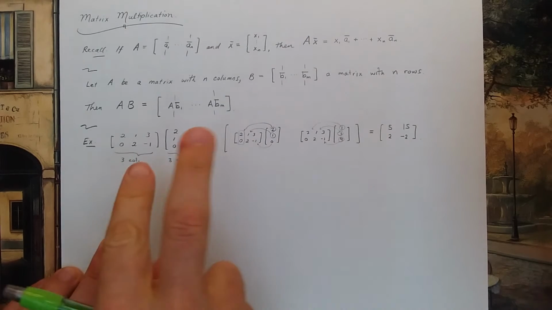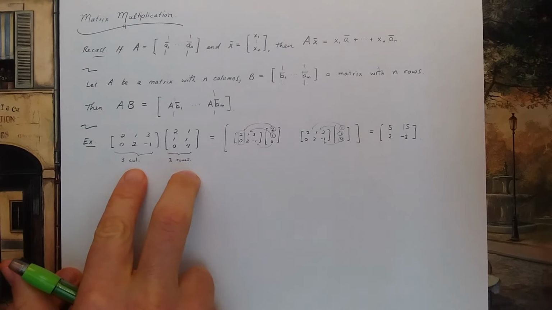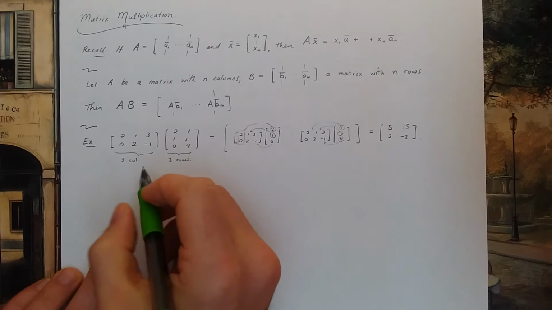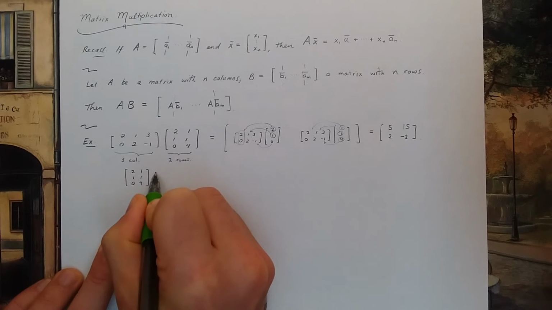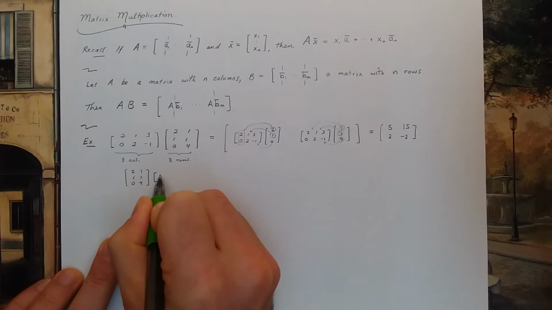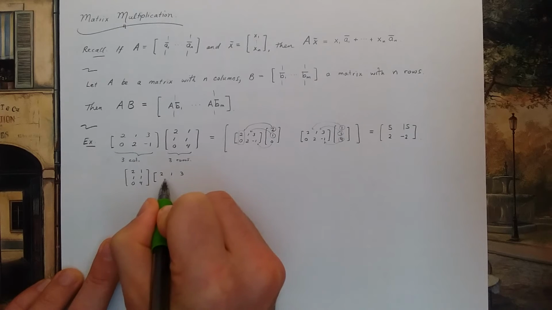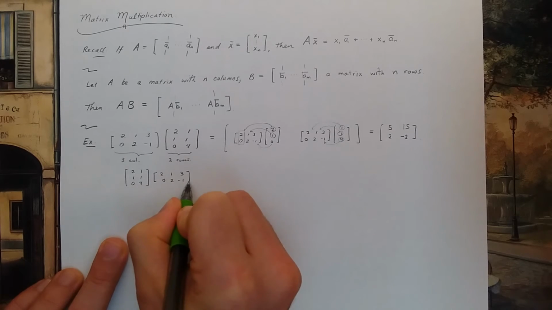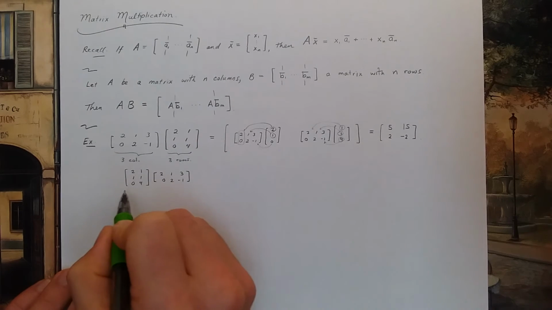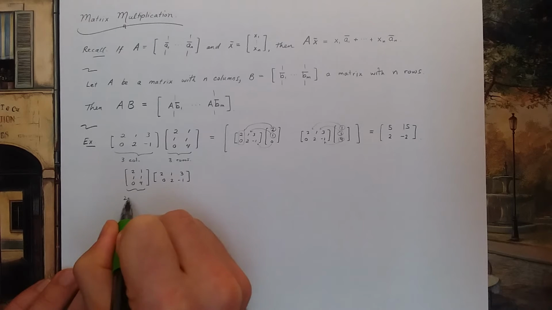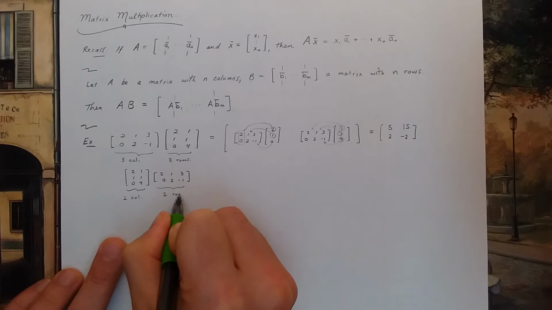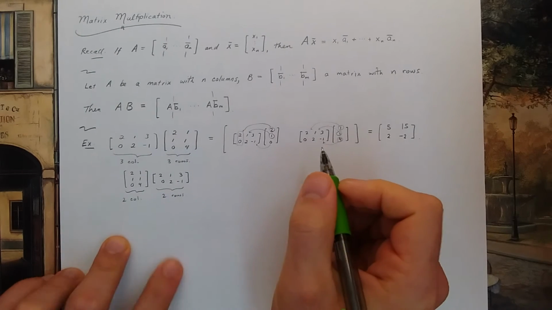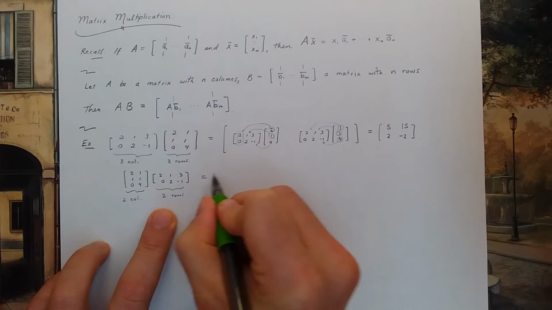Let's try to do these same two matrices multiplied, but in the opposite order. So what happens if I do 2, 1, 1, 1, 0, 4 times the matrix 2, 1, 3, 0, 2, negative 1? This matrix multiplication can still be done because now I have 2 columns and I have 2 rows. So I can actually do this operation.